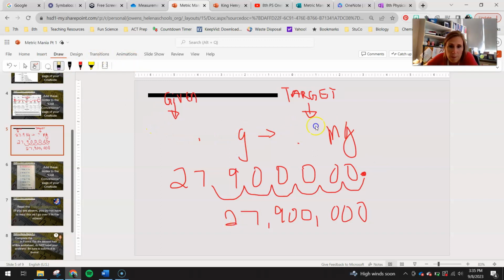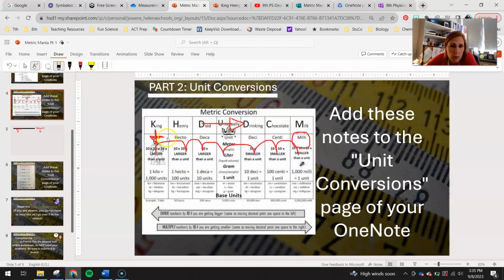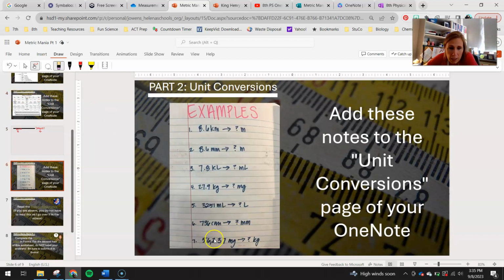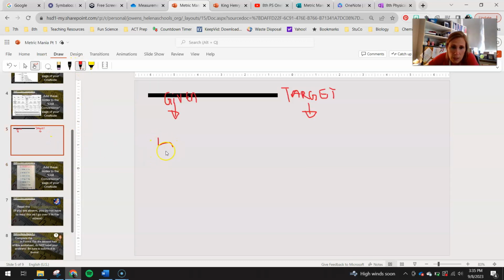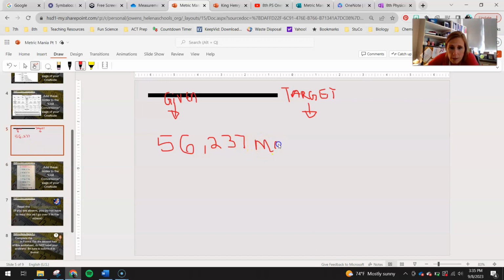27,900,000 milligrams. Okay, I'm going to do one more example because I want you guys to see placement of decimals if it's not given to you in the original number. So we're going to do this last one here. 56,237, and that's going to be milligrams to kilograms.